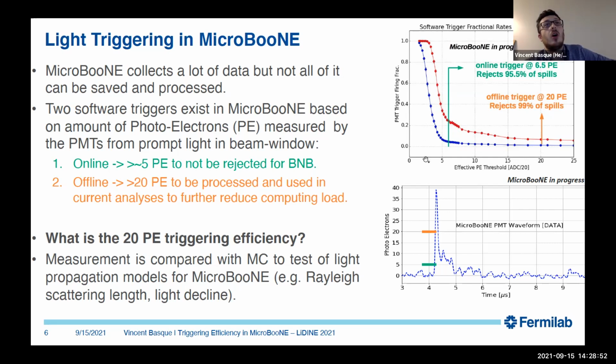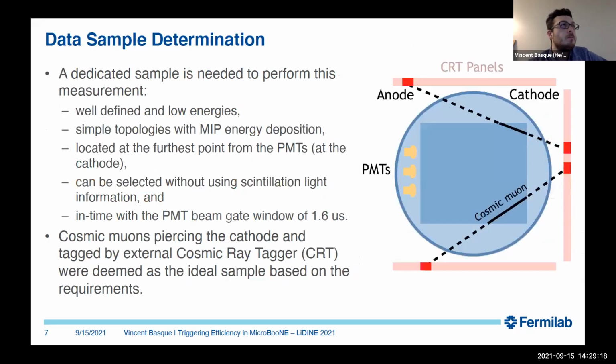And then we have an offline requirement, if you want, of 20 PE, which is what we use in current analyses, and that further reduces the computing load. That leads to a very important question: what is the 20 PE triggering efficiency? This is what I'll be answering today. I'll also compare this measurement to Monte Carlo to test our light propagation model in MicroBooNE.